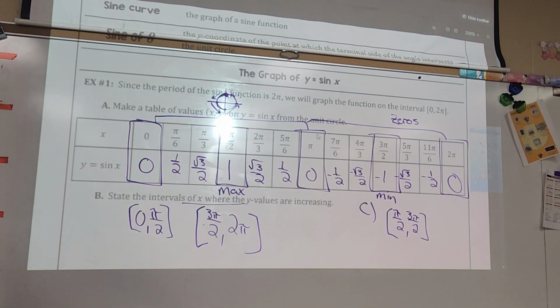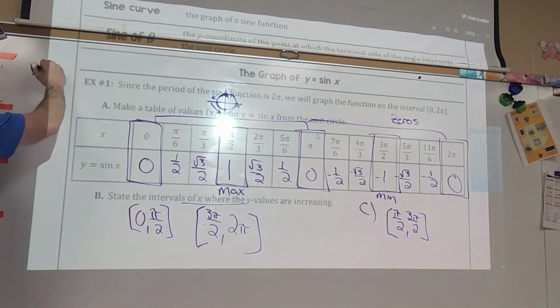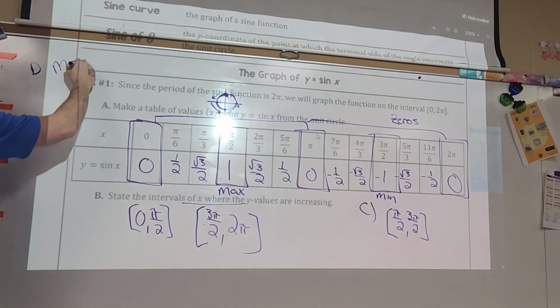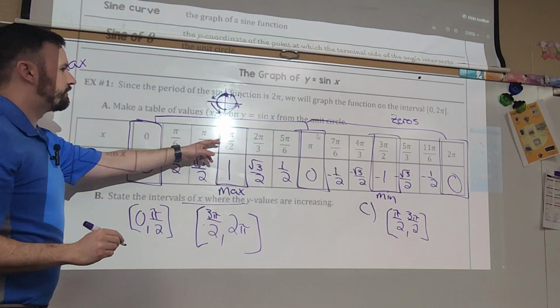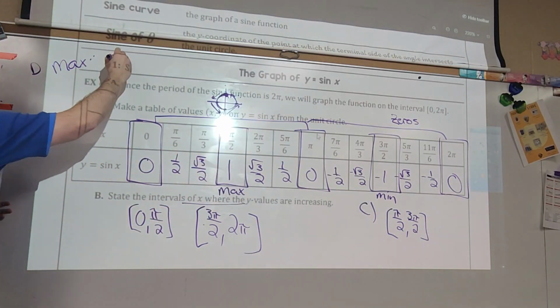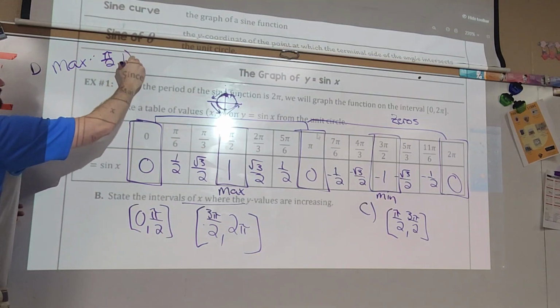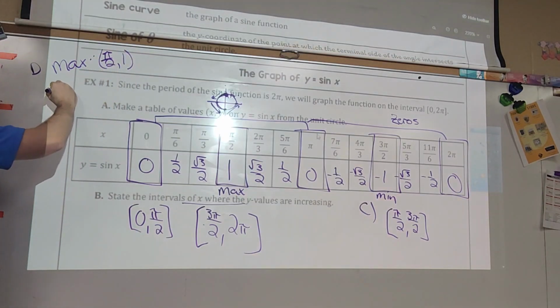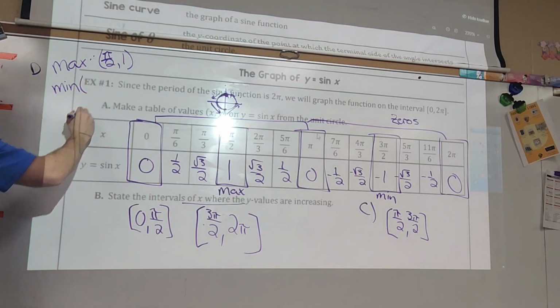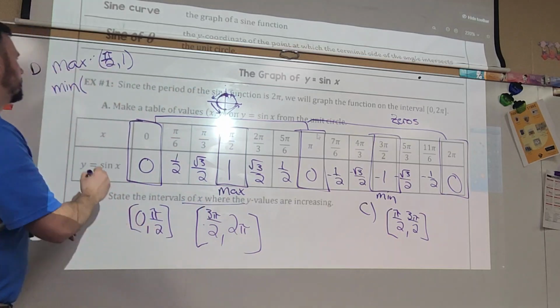Again, so I can keep my chart up. This is D. What's my max? Pi over 2, 1, right? If I want a point, what point is my max? It's pi over 2, 1, right? And that's a point. You guys remember doing this stuff a long time ago? So what's my minimum? Yep.